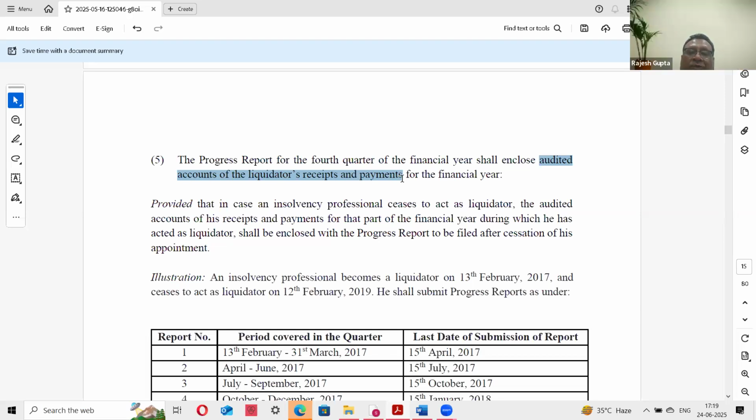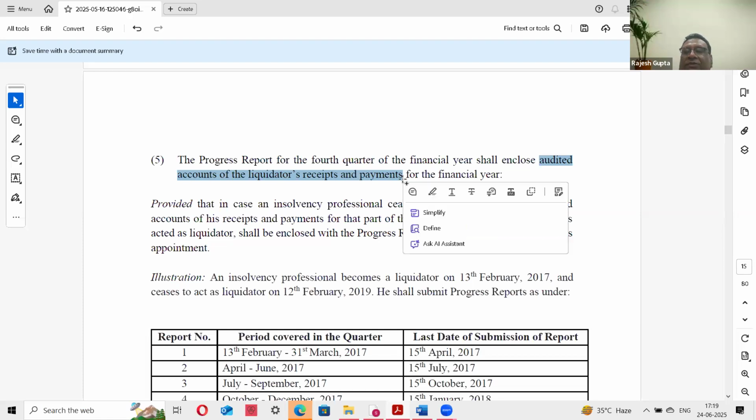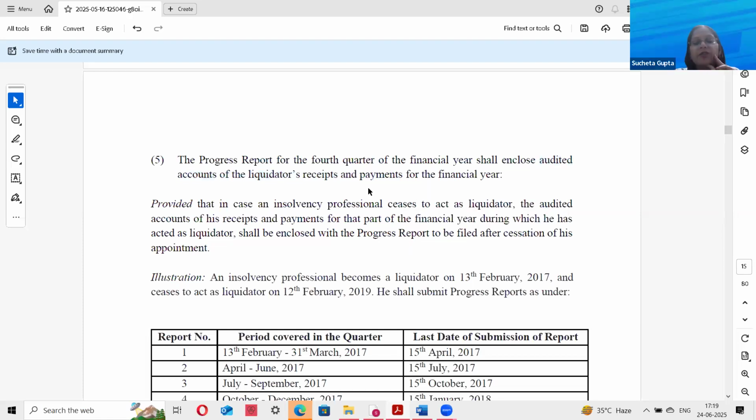And I want to go to early dissolution, the early liquidation process. In case early dissolution was there, then for the period till the time the liquidation is going on, he will make the progress report and will also audit the accounts of the receipts and payments, if it is the last quarter.